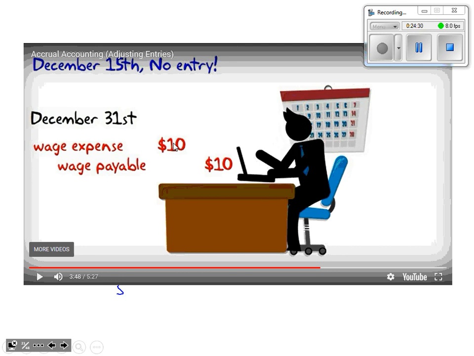Because we need to say, and let's say this is 2018, we need to say that salaries and wages expense happened. We didn't pay cash, rather we have a payable. We owe the employee. But we have to say in 2018, the guy earned 10 bucks. We haven't paid him yet. That's why I don't like wage expense. Typically it's salaries and wages expense.